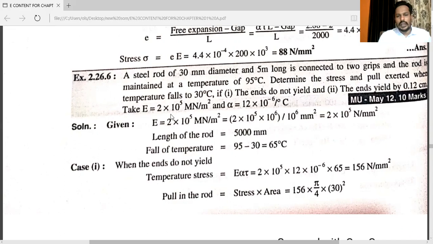So here you have to calculate pull in the rod, that is P. We know that P is equal to stress into area. So first condition, when the ends do not yield, before that you have to write given data.